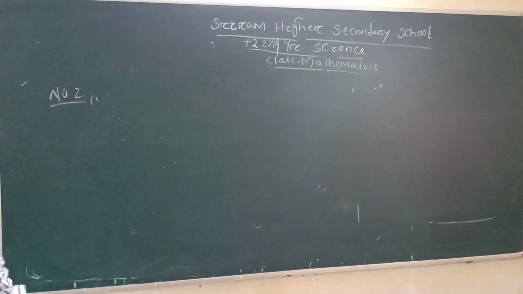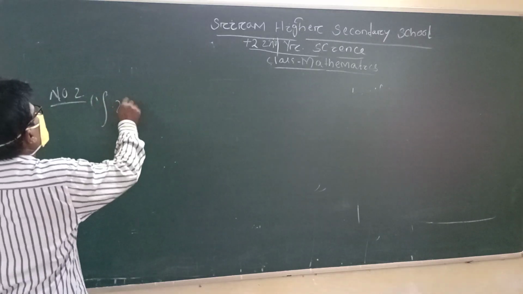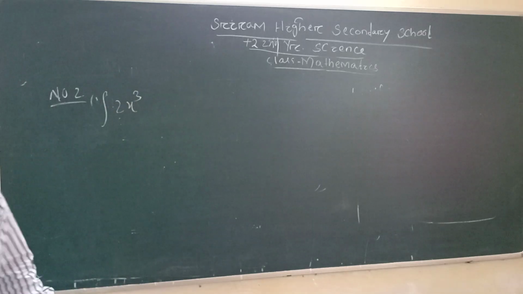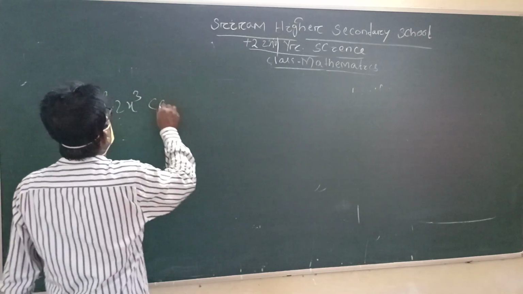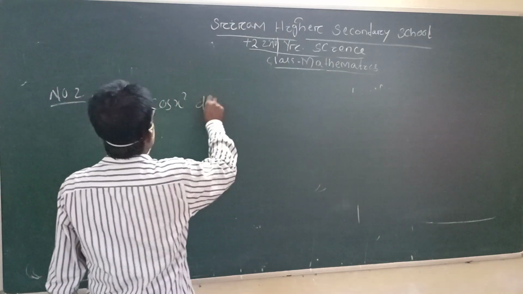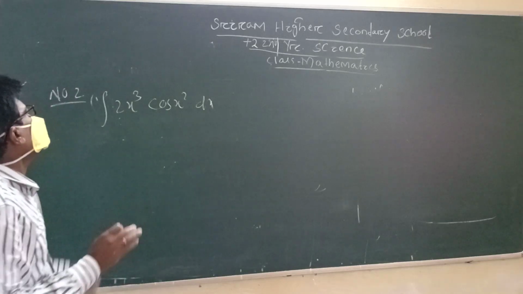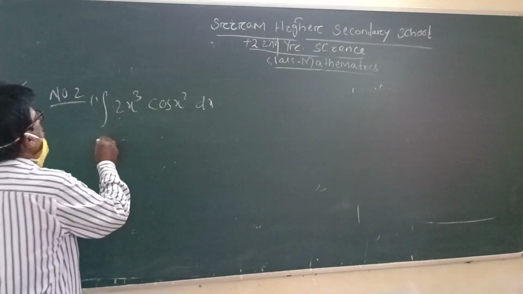That is number 2 V3i. Yes, number 2 V3i is integration of 2x cube cos x square. You look how to evaluate this value.